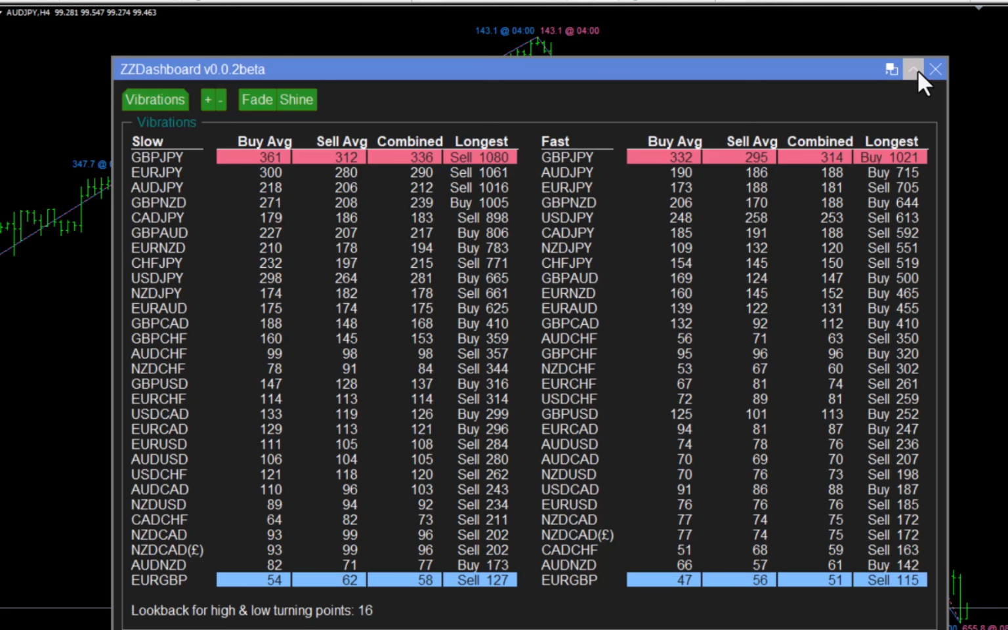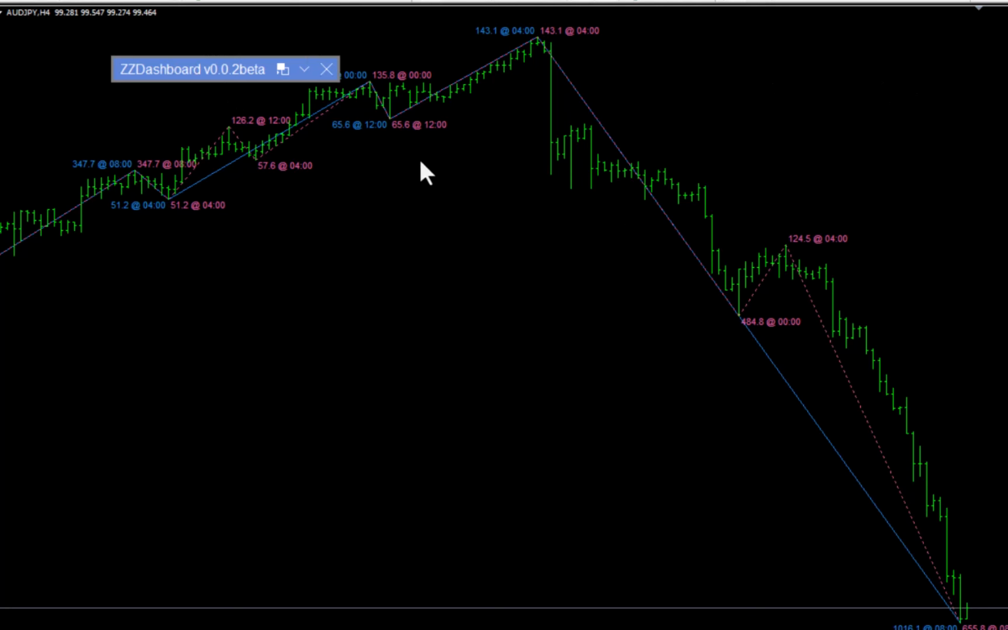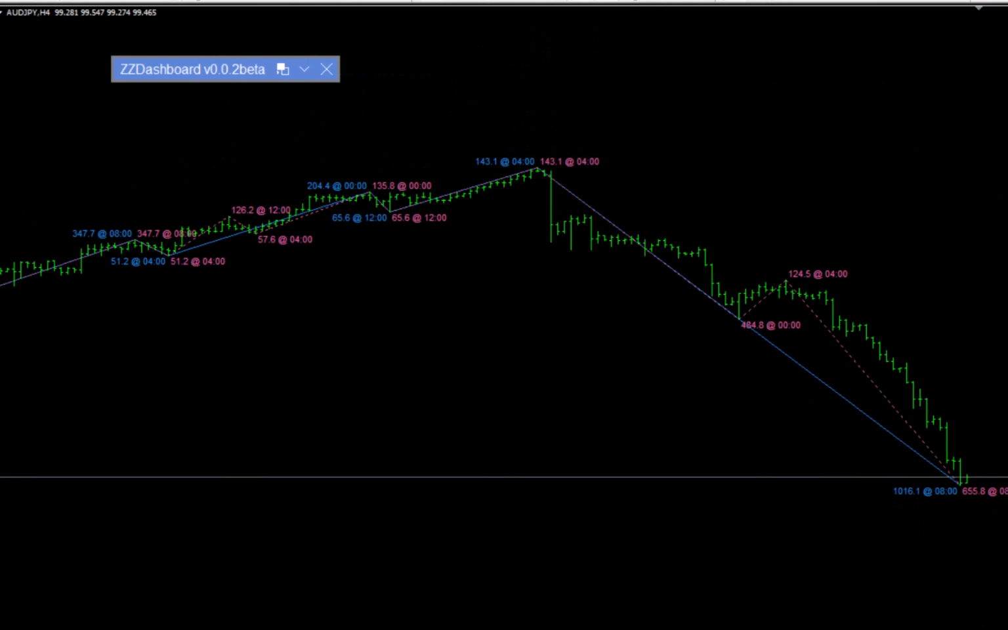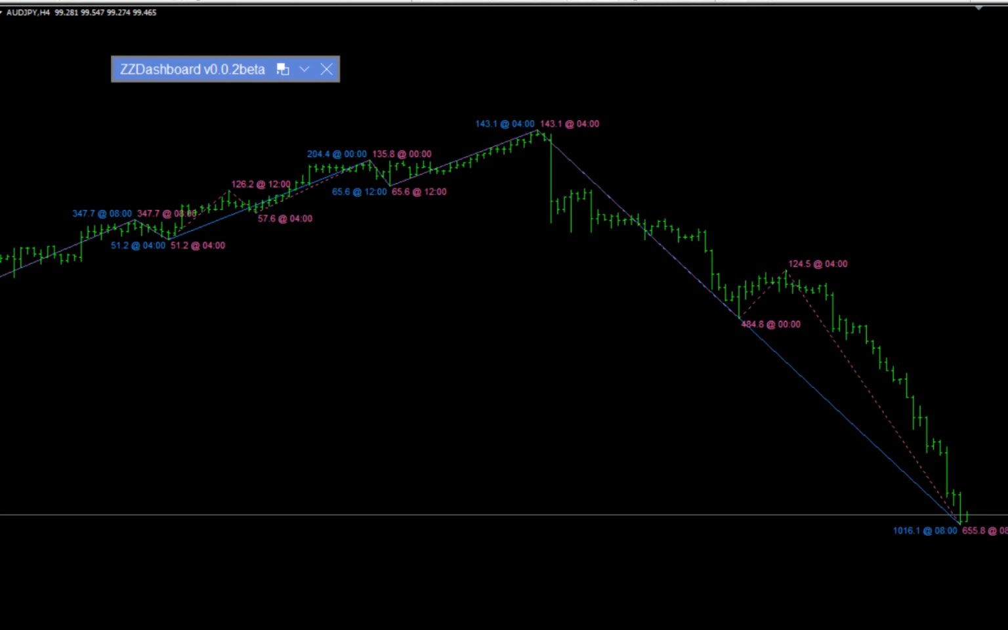To do that, I just fold the table away, and it's folded away now, and here I can see the Aussie Yen. Now you'll see there are pink numbers and blue numbers. The blue ones are the slow ones. The red ones are the fast ones, so it's more sensitive. So it says the trend was that much, 480. Then it had a retracement of 120. Then it went down another 600. Whereas the less sensitive ones just said, oh, it went down 1,000. So that's how this chart looks.